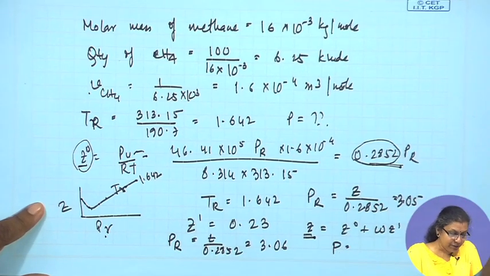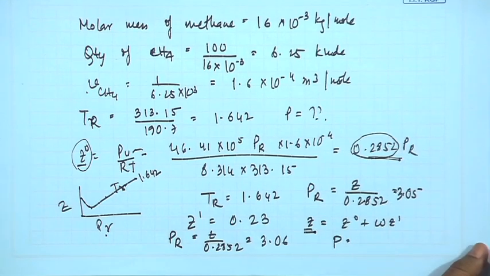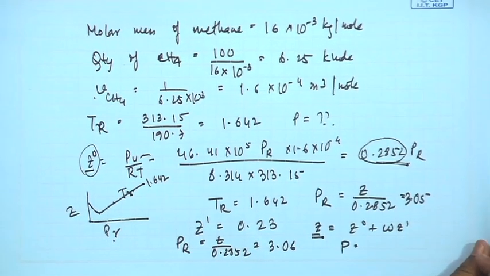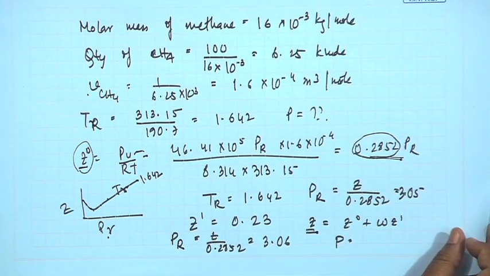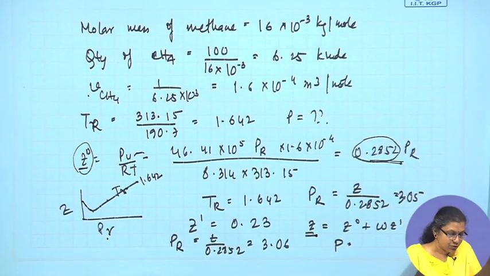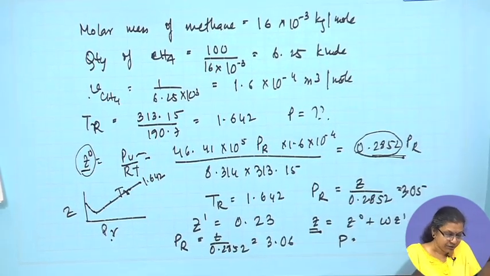And this particular iteration possibly has to be done a number of times. From here you get a particular Z. Again you start with Z0 equals 0.86, Z1 equals 0.23, PR equals 3.06, TR equals 1.602. You get a PR as 3.024, right? With this particular PR as 0.324, there are several iterations maybe which you have to do.